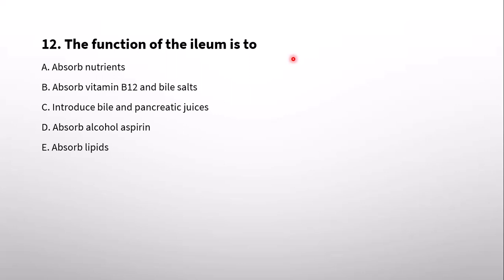No. Bile and pancreatic juices enter the digestive tract in the duodenum, in a place called the ampulla of Vater. And we have a certain sphincter there, the sphincter of Oddi. Anyways, it's in the duodenum, not in the ileum. D, absorbs alcohol. I guess that's an aspirin. No, I think that takes place predominantly in the stomach.